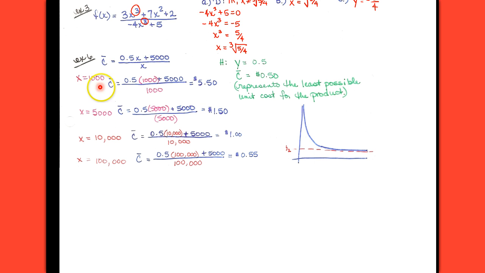So let's take 1,000 and plug it into that equation. We put 1,000 right there and 1,000 right there. Throw that into our calculator and we get 550. That means that when I'm making 1,000 of these, whatever this product is, they cost me $5.50 each to make. But when I plug in 5,000 as my quantity, now the average cost is just $1.50 each to make. And when I plug in 10,000, it's $1 each to make. And when I plug in 100,000, they're 55 cents each to make.